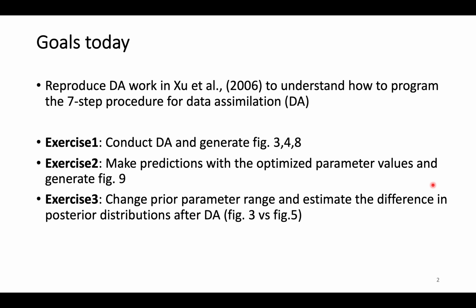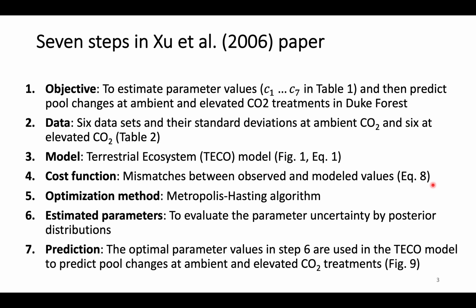Overall, in this session, we will have 3 exercises, and the detailed instructions are available in the book chapters. Firstly, let's review the 7 steps. You need to design an objective, collect data, have a model, design a cost function, adopt an optimization method, estimate parameter values, and make predictions.